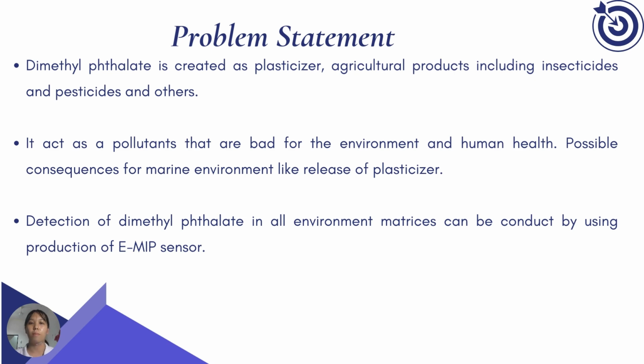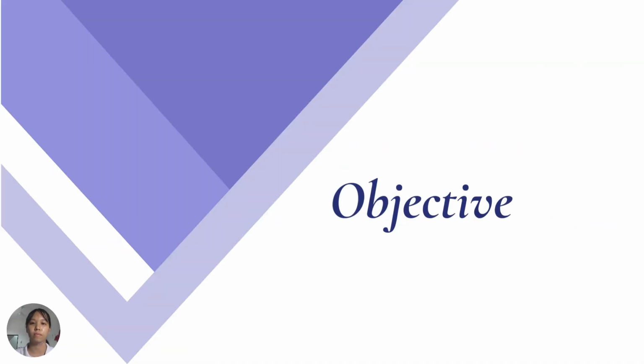Problem statement. Plastic enters the marine ecosystem. The possible consequences include the release of some constituents like additives. So dimethyl phthalate is created as a plasticizer, a well-known new pollutant. So we use the EMIP sensor to detect DMP in the environment matrix, and we can take earlier action to detect changes of DMP. Cyclic voltammetry and some other analytical techniques are used to check the characterization of the EMIP sensor.